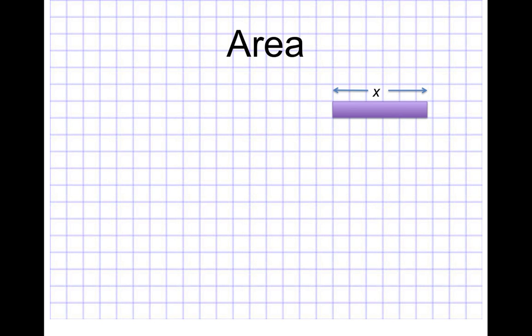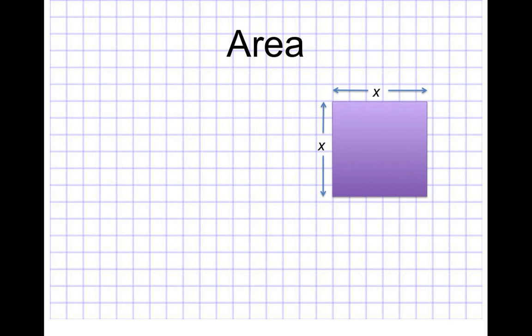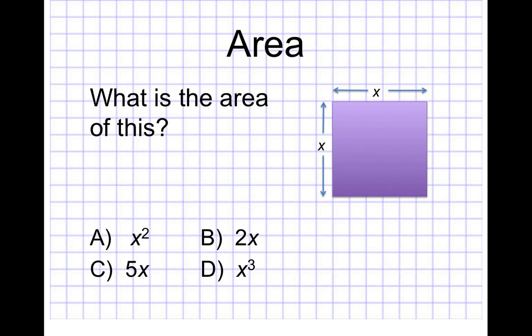We're just going to make this area idea a little bit more complicated. If we take this x distance, the somewhere between 5 and 6, we don't really know how long it is, x distance, and multiply that by another x. So now I've got a square that is x wide and x tall. How do you think we could write the area of this shape?